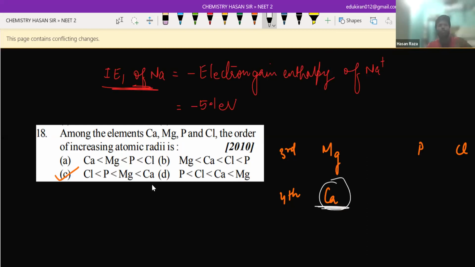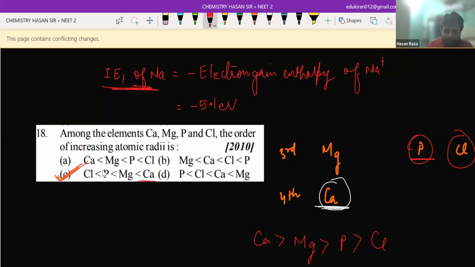Are you getting my point? Down the group, size increases. After that you can check chlorine and phosphorus. Which one is bigger? Phosphorus, because when we move from left to right in a period, size decreases. So we can write calcium, then magnesium, then phosphorus, then chlorine. And hence the answer is C. Aisha, got it?